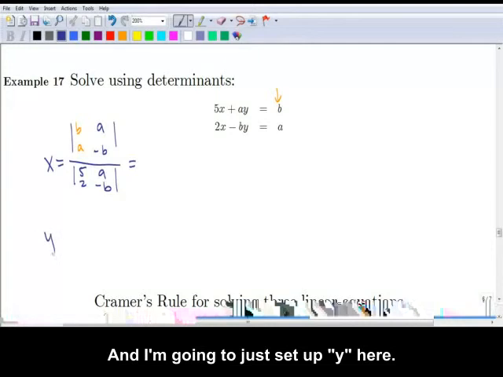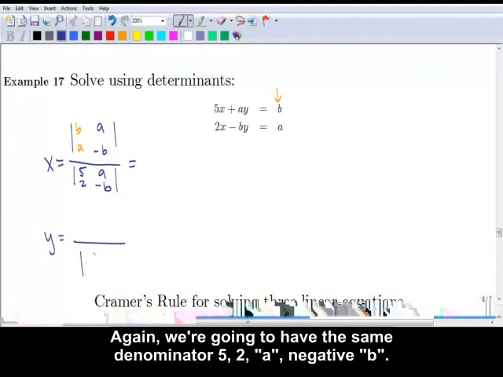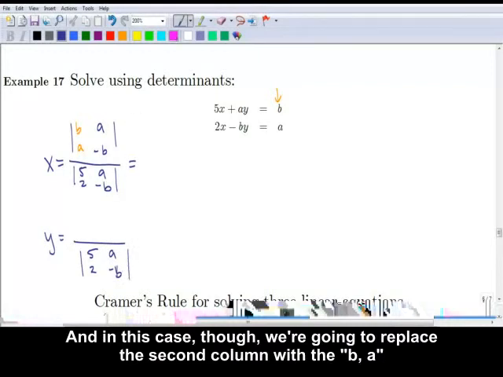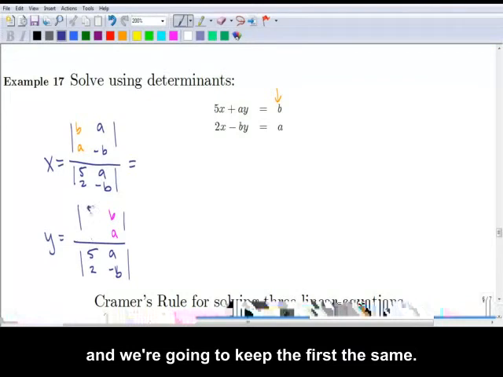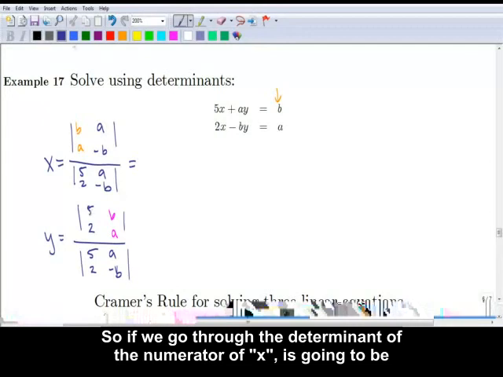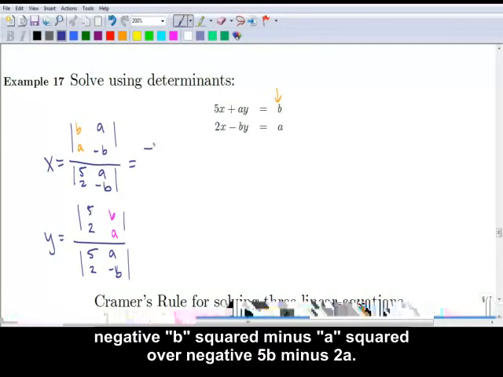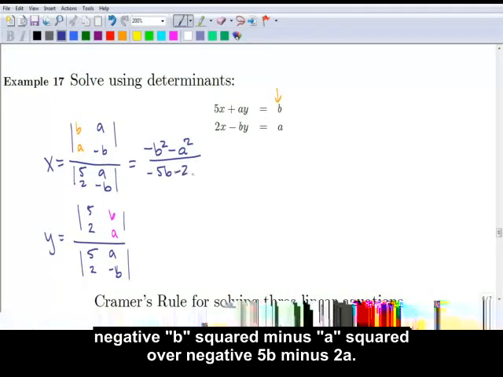And I'm going to just set up y here. Again, we're going to have the same denominator, 5, 2, a, negative b. And in this case, though, we're going to replace the second column with the b, a, and we're going to keep the first the same. So, if we go through, the determinant of the numerator of x is going to be negative b squared minus a squared over negative 5b minus 2a.